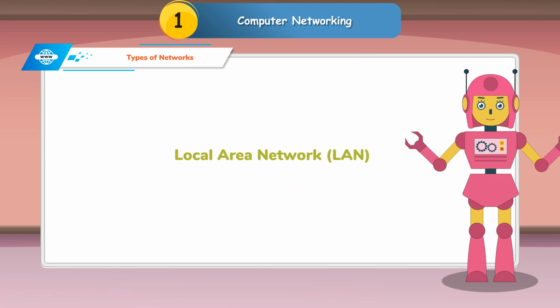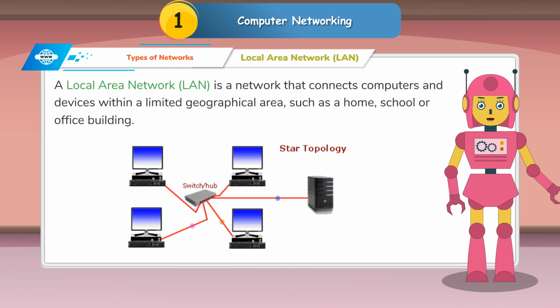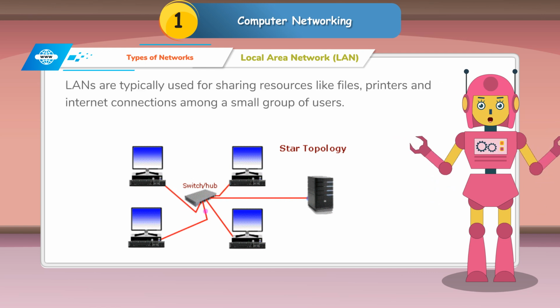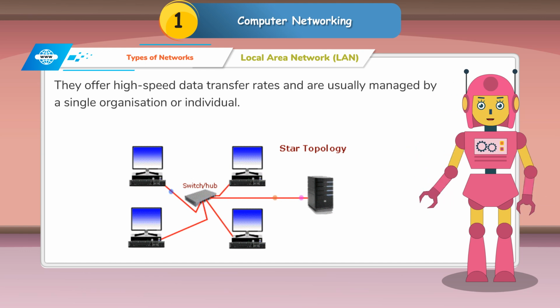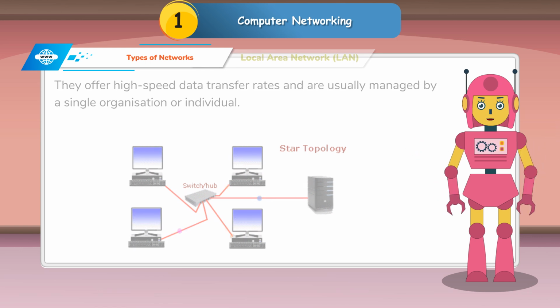Local Area Network, LAN. A local area network, LAN, is a network that connects computers and devices within a limited geographical area such as a home, school, or office building. LANs are typically used for sharing resources like files, printers, and internet connections among a small group of users. They offer high-speed data transfer rates and are usually managed by a single organization or individual.